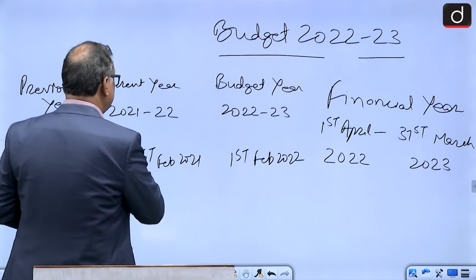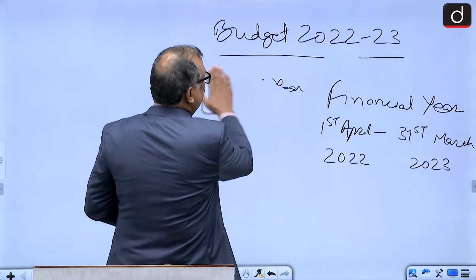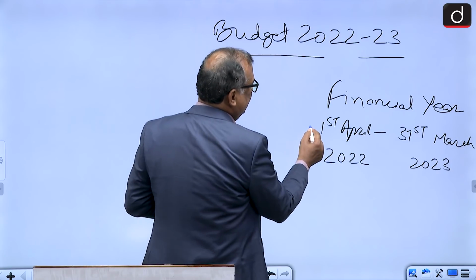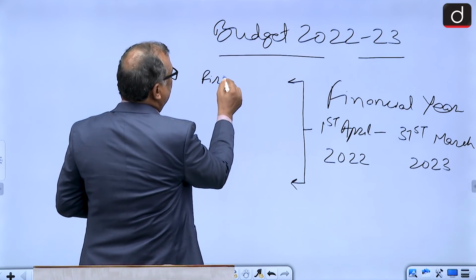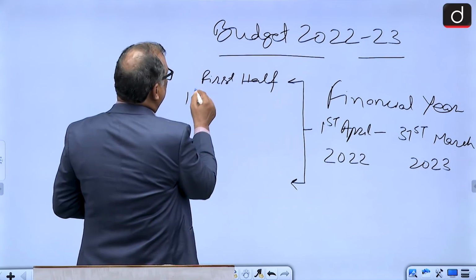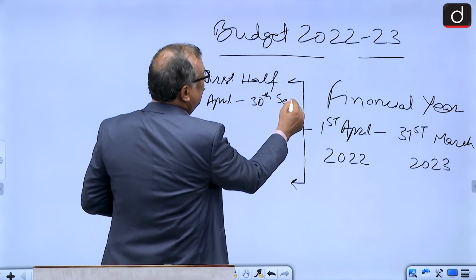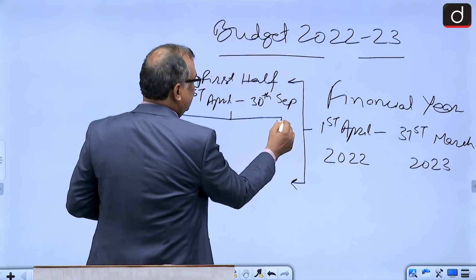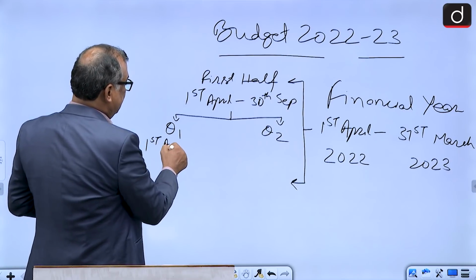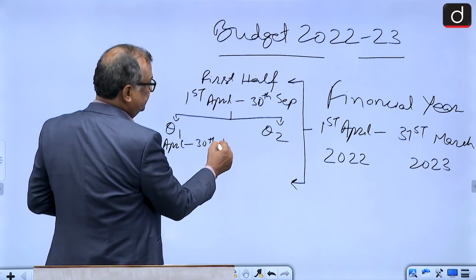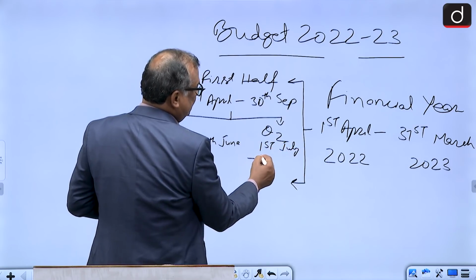Next thing is that within a financial year, whether it is the previous year or current year or budget year, there are sub time periods. This one year time period is broadly divided into two halves. First half, which begins on 1st of April and completes on 30th of September. This is further subdivided into two quarters, quarter 1 and quarter 2. Of course, quarter 1 begins on 1st of April itself and completes on 30th of June, and quarter 2 begins on 1st of July and completes on 30th of September.